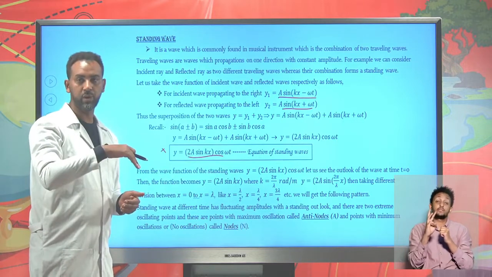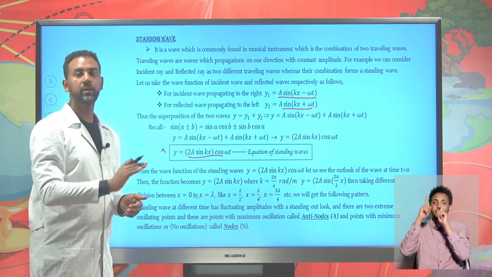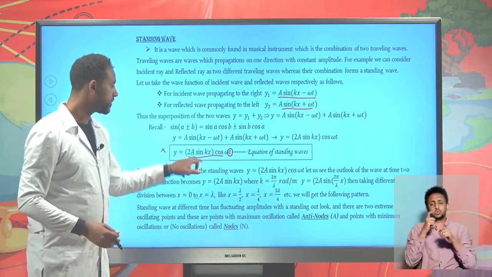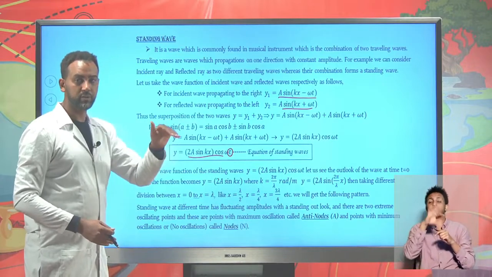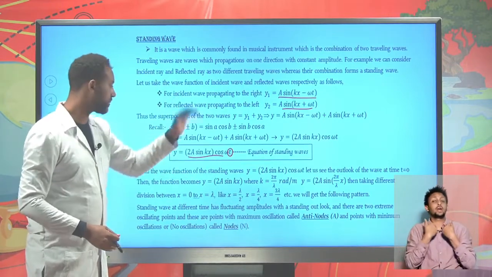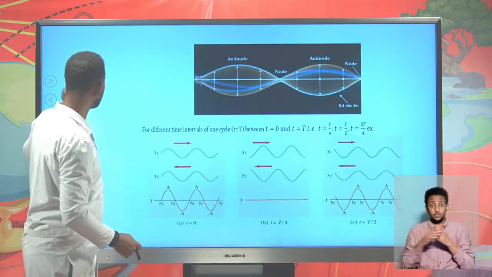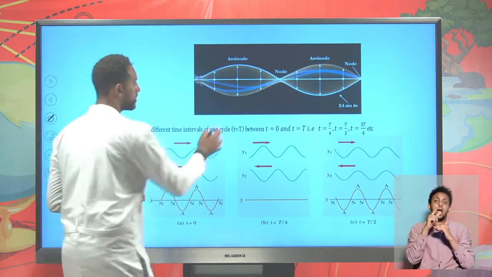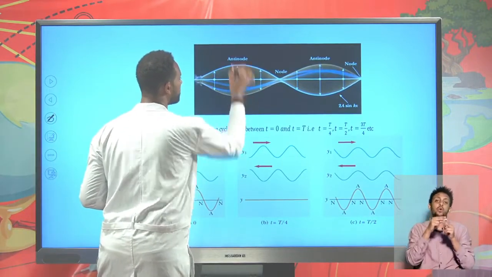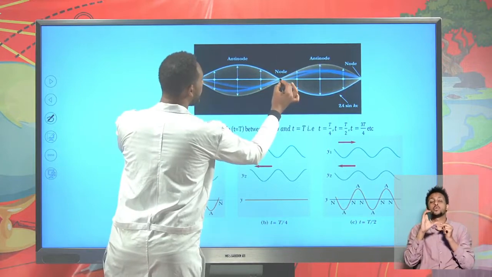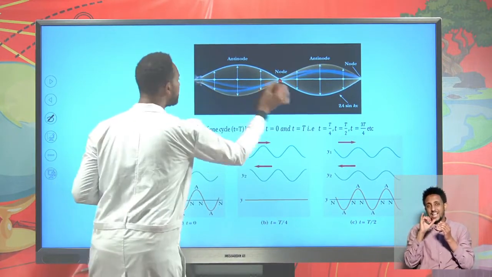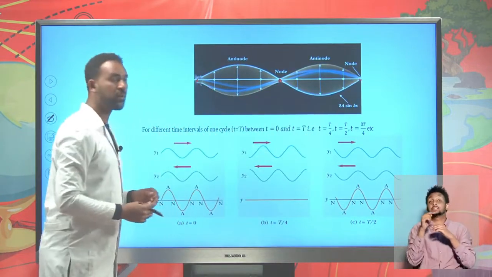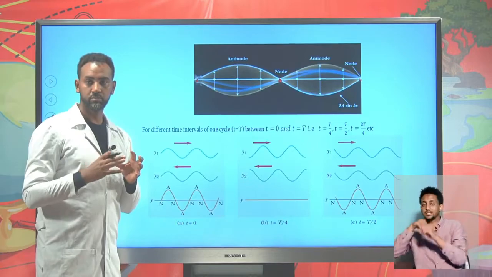This wave is standing at one point, but it has a fluctuating amplitude at different times t. Whenever there is a different time t, you can find a different location. You can have up and down points. These points with maximum oscillation are known as antinodes. And there are points with no oscillation. These points are known as nodes. So these are the two points found in standing waves.